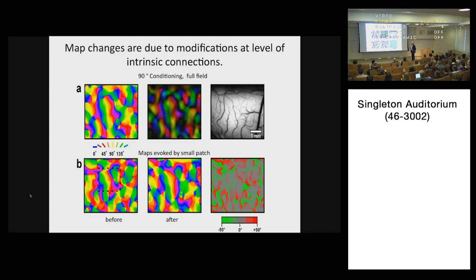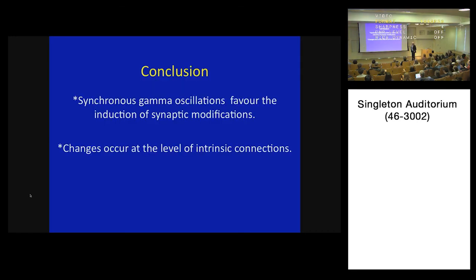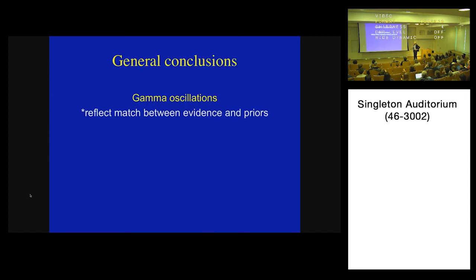So this brings me to the end. It appears as if synchronous gamma oscillations would favor the induction of synaptic modification. This is why I was so excited when I heard Earl's talk this morning, where he said that it was these gamma bubbles that may have induced a brief change in synaptic efficacy. And these changes occur at the level of intrinsic connections. The same that we want to change for the updating of priors in a non-supervised learning.